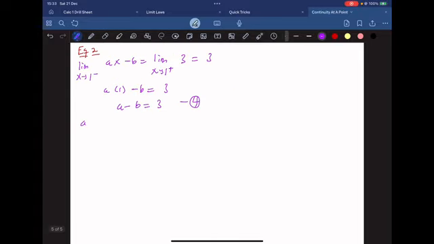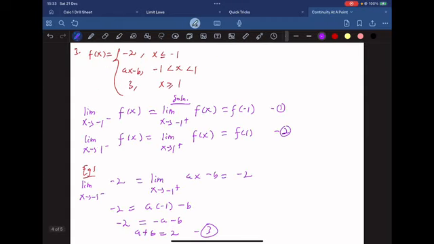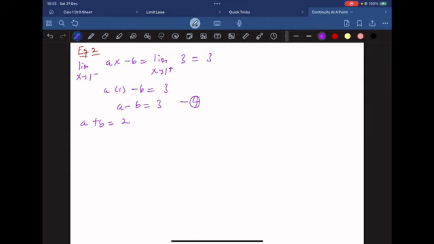So we have a plus b is equal to 2, and now a minus b is equal to 3. We can solve by elimination. So we can add equation 3 and equation 4. If we do that, a plus a, meaning we have 2a. b minus b goes to 0, and 2 plus 3 is just 5. So if we divide through by 2, it means a is equal to 5 over 2.